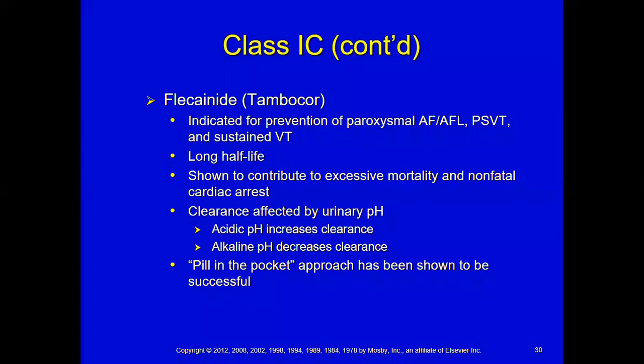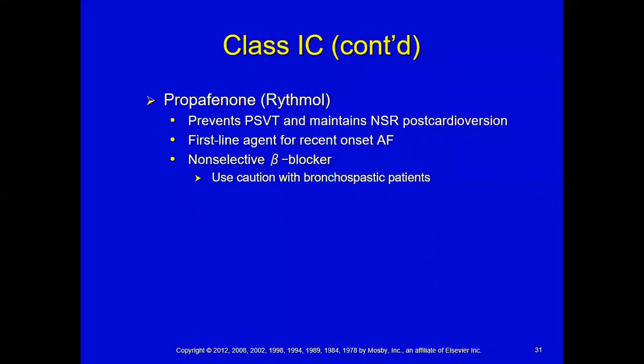So the way it's eliminated is through your urine, through your renal system, but it's all dependent on your pH. If you have a very acidic pH, it's going to increase the clearance. If you have a more alkaline pH, it's going to decrease the clearance, okay? So this pill in the pocket, don't worry, I'm not going to worry about that. That basically is, you've got a pill in the pocket. If you're feeling something, pop it in and see if it helps. So you would keep your Tambicor in your pocket. If you start feeling some symptoms, you pop the pill, okay? All right.